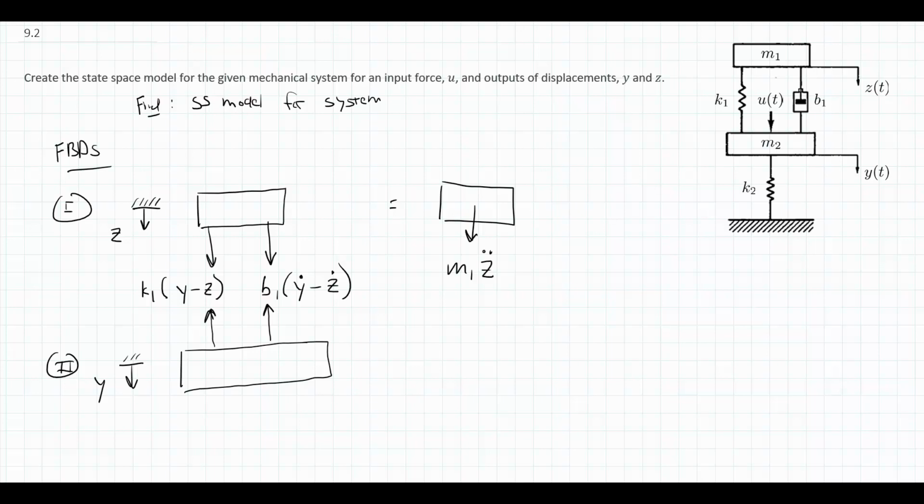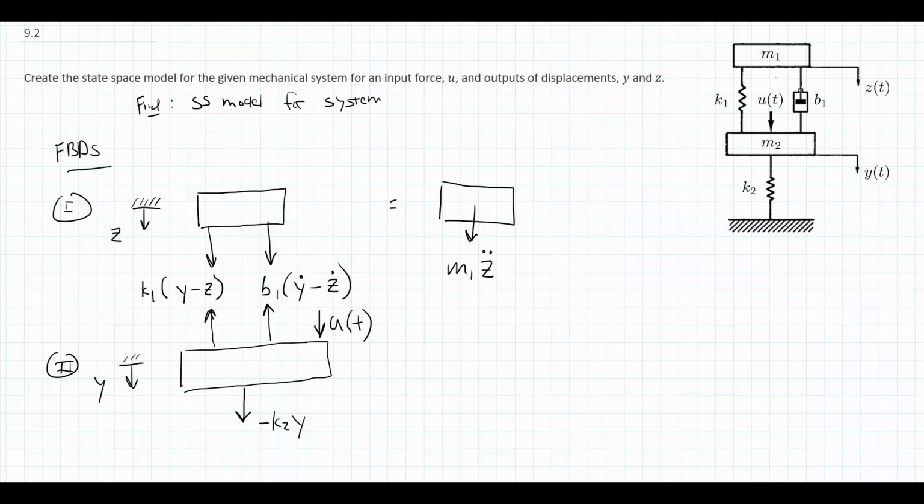Now in addition, I do have this applied force going down, u of t. And actually I have another force because it's attached to spring K2. This K2 is attached to the floor at the bottom and y at the top. The floor doesn't move, so K2 is put into tension anytime y is negative. So I can rewrite this as negative K2 times y. So those are the three element forces and one applied force acting on M2.